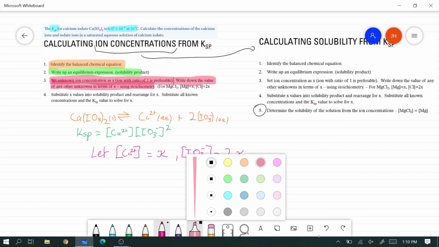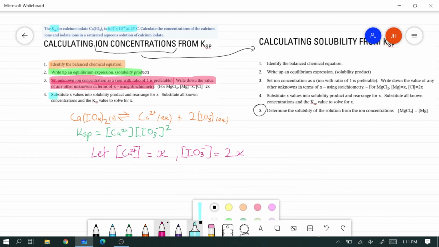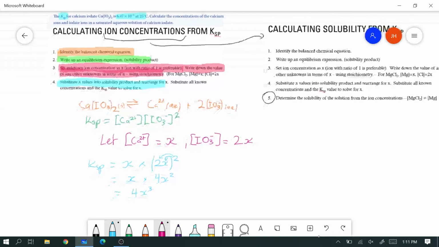But what we can do with that afterwards is substitute in the X values into the solubility product. So in other words, KSP we can now say is X times 2X, which is our iodate concentration, all squared. I'm going to do a little bit of quick math before I go any further and just say that that is X times, and remember that we need to use our index rules here. So that's 4x squared, which really is 4x cubed all up when we put it all together.